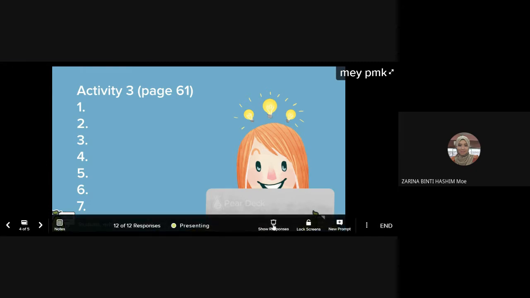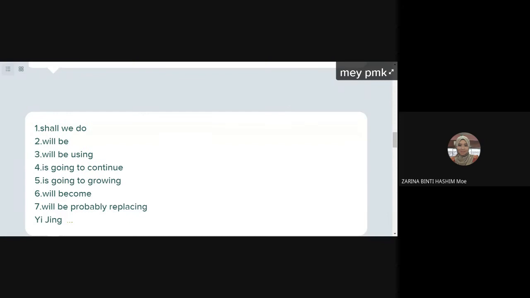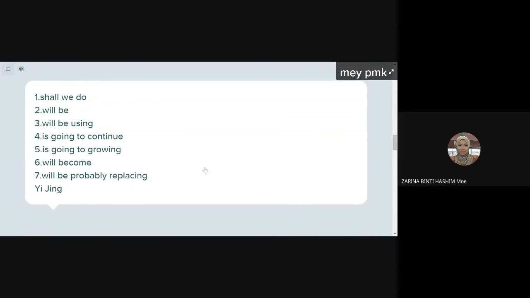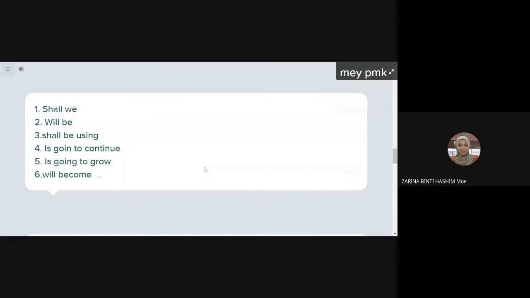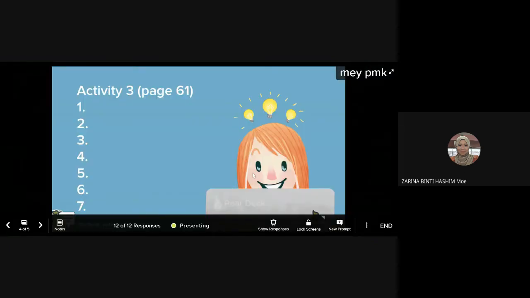Let's check your answer for number 5. Just remember, after to, there's no ing. After to will always be followed by the base verb. No ing after to. Now we move on to the next sentence.